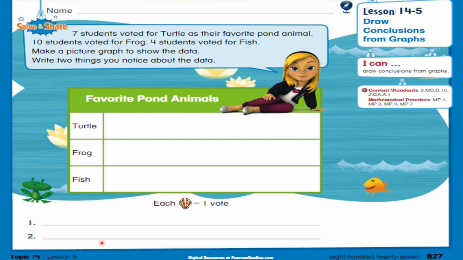Now we have to draw the shells for turtle. Quickly look in the question and tell me how many students voted for turtle. Excellent. 7 students voted for turtle. So how many shells will I draw for turtle? Excellent. 7 shells. So 1, 2, 3, 4, 5, 6, and 7. Very good. Now how many students voted for frog?